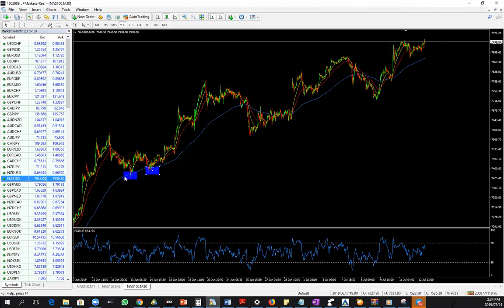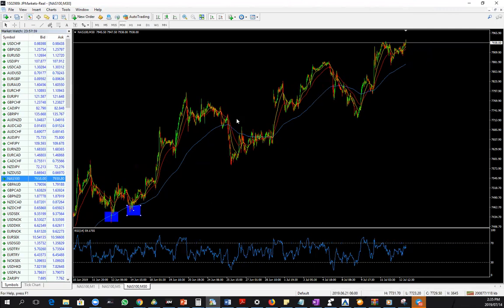Now the 21 and 50 just tell me, okay, hold it, hold it, hold it, hold it. When those two cross over, then I'm selling. Not selling, sorry. Now I'm exiting my trade. I would exit.